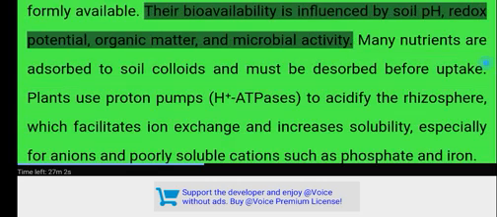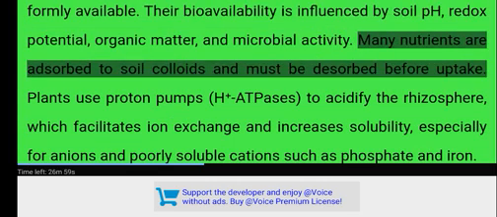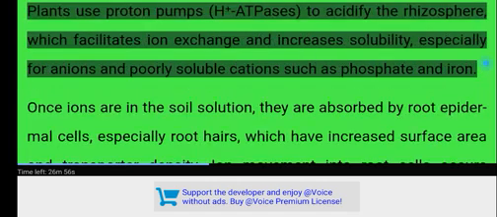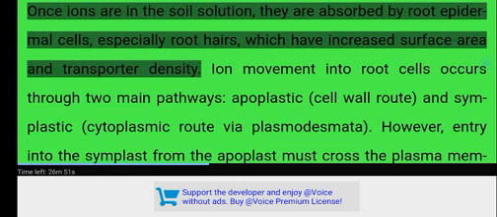Their bioavailability is influenced by soil pH, redox potential, organic matter, and microbial activity. Many nutrients are adsorbed to soil colloids and must be desorbed before uptake. Plants use proton pumps, H+-ATPases, to acidify the rhizosphere, which facilitates ion exchange and increases solubility, especially for anions and poorly soluble cations such as phosphate and iron. Once ions are in the soil solution, they are absorbed by root epidermal cells, especially root hairs, which have increased surface area and transporter density.